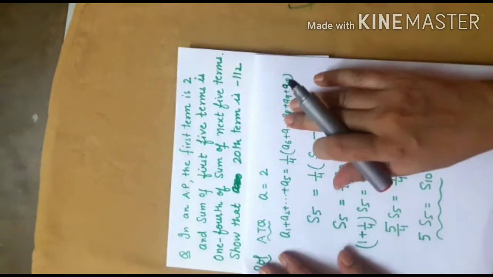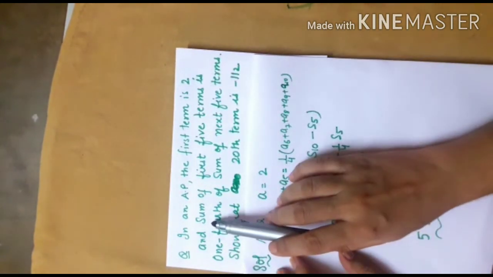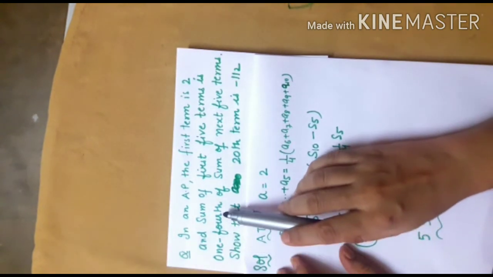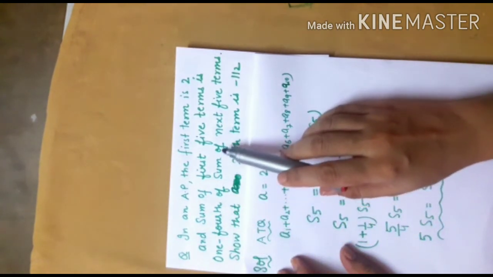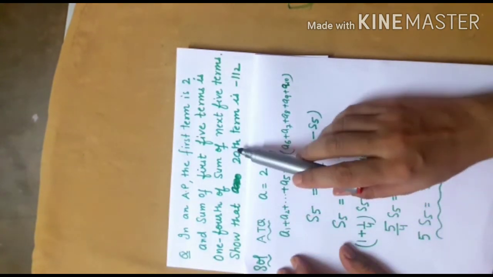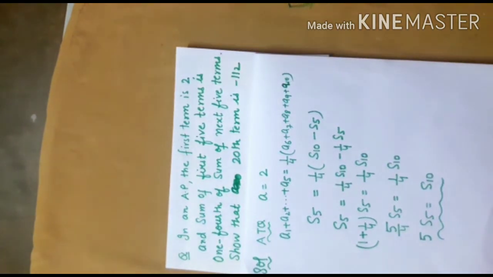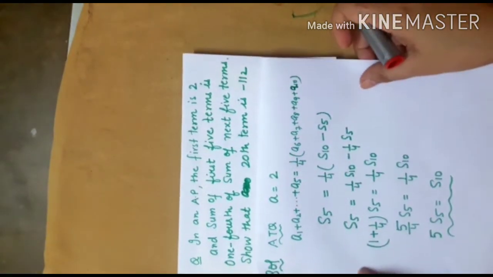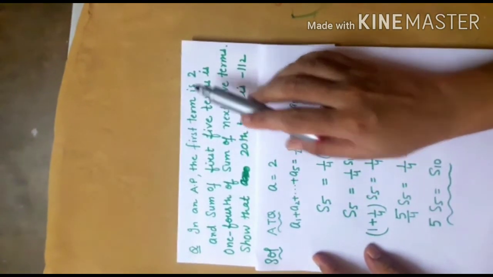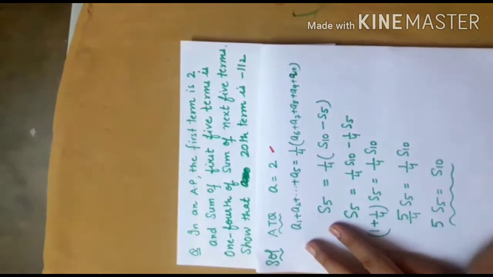Let's take the next question. In an AP, the first term is 2 and the sum of first 5 terms is 1/4 of the sum of next 5 terms. Show that 20th term is minus 112. In an AP, the first term is 2. So according to the question, a is 2.